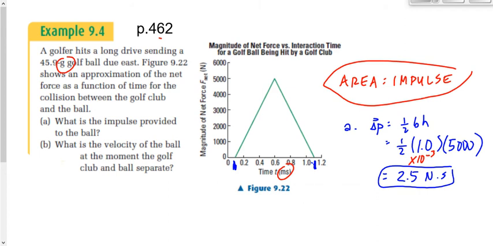Question B. It's the velocity of the ball at the moment the golf club and ball separate. I'm going to trace through this graph. And before I solve this question, I want you to tell me where the club and the ball separate. Okay, just shout it out. Just say now or stop or something like that when I get to the point where the ball and the club separate from each other, all right? Some people are saying there. Okay, a few people said that.